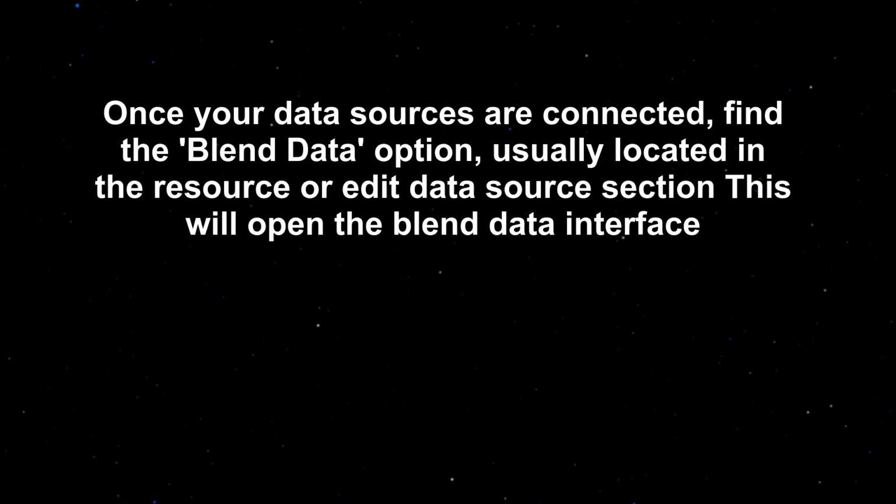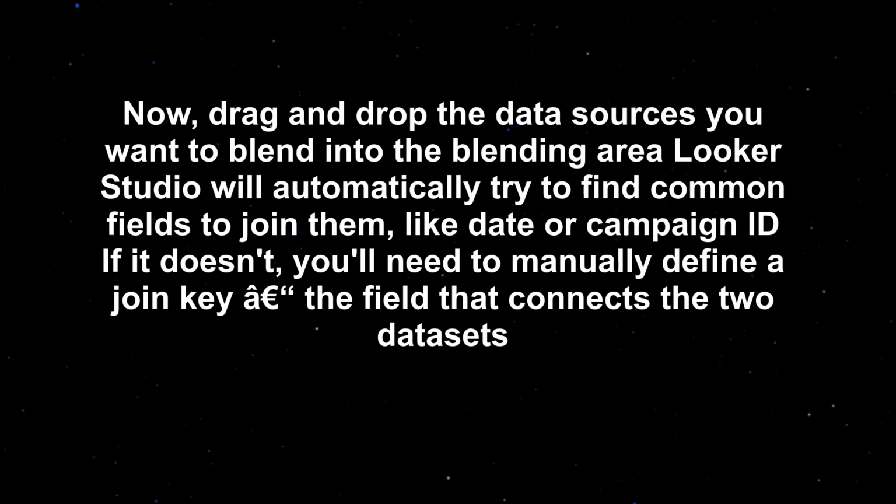Once your data sources are connected, find the Blend Data option, usually located in the Resource or Edit Data Source section. This will open the Blend Data interface. Now, drag and drop the data sources you want to blend into the blending area. Looker Studio will automatically try to find common fields to join them, like date or campaign ID. If it doesn't, you'll need to manually define a join key, the field that connects the two datasets.